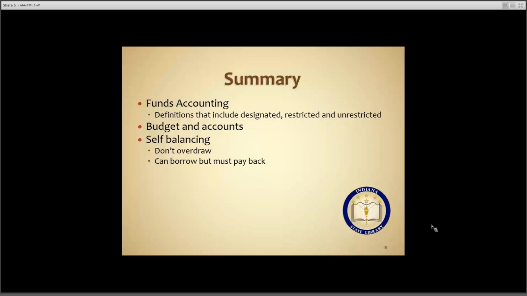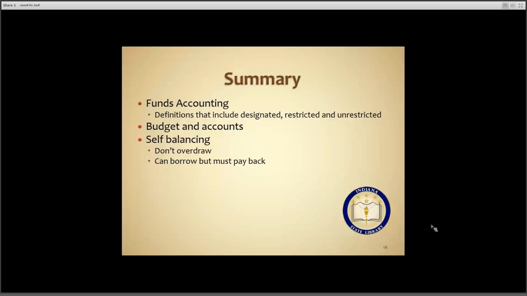Funds accounting is a crucial concept in understanding the managing of public library finances. The funds explain how the money is to be spent. They are associated with accounting for revenue, expenditures, and fund balances. The concept of funds helps you understand the segregation of money, how to borrow and repay a fund, and the importance of monitoring so the balance does not go below zero.